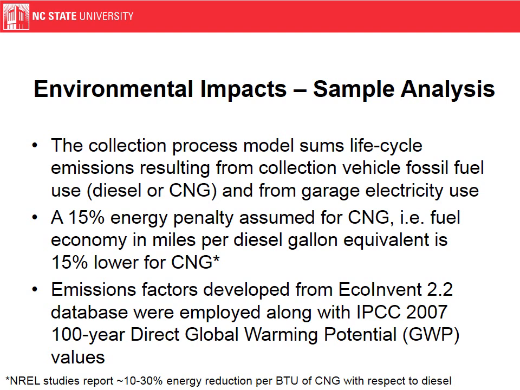We also did a sample analysis for environmental impacts. Since our model is able to sum up the life cycle emissions resulting from collection vehicle fuel use, what we did was compare our sample cities A and B with a city that had converted to compressed natural gas vehicles. For the compressed natural gas vehicles, we assumed an energy penalty of 15%. What that means is it was assumed that about 15% lower fuel economy in terms of diesel gallon equivalent than the comparable fuel economy for the diesel vehicles. And using these emissions factors that were developed from the EcoInvent database, we calculated the global warming potential.